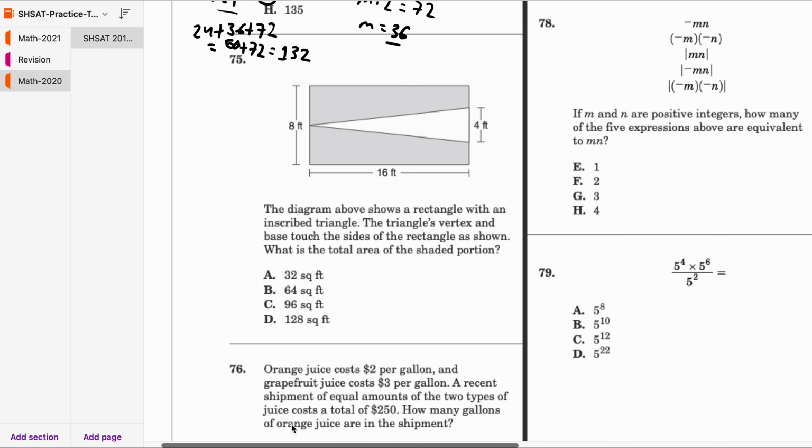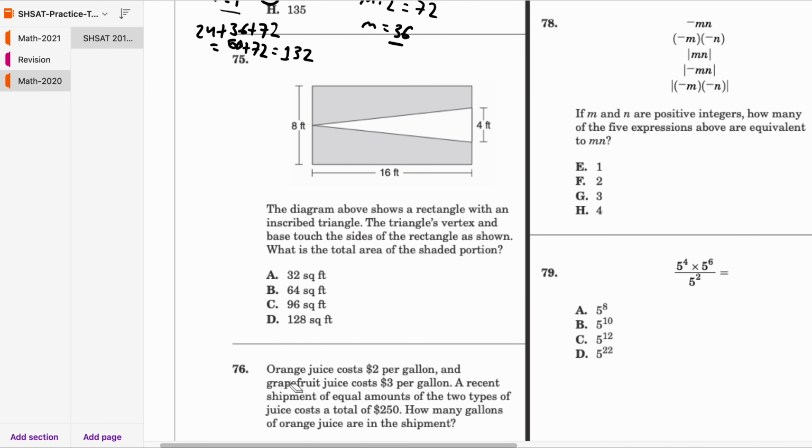And then we're going to go to question 75. Okay. So we have a diagram showing a rectangle with an inscribed triangle. So this white triangle, that's our inscribed triangle. And we know that the triangle's vertex and base touch the sides of the rectangle, right? So this is the vertex of the triangle, or one of the vertices, and this is the base.